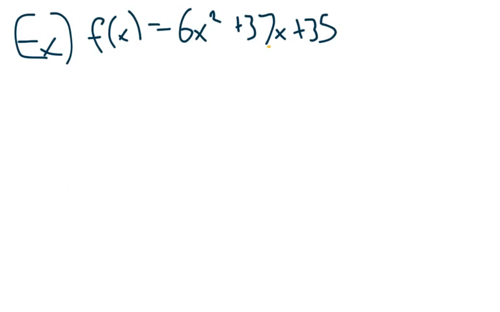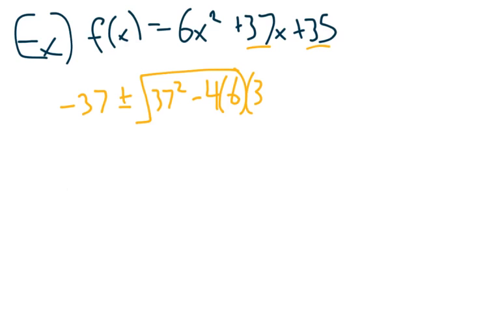We also have some big numbers, but we have calculators to help us out with that. So let's get to it. Negative b, so that's negative 37 plus or minus the square root of b squared, which is 37 squared, minus 4 times 6 times 35. All right, looks daunting, but again, we have calculators to help us out here. All over 2 times 6.